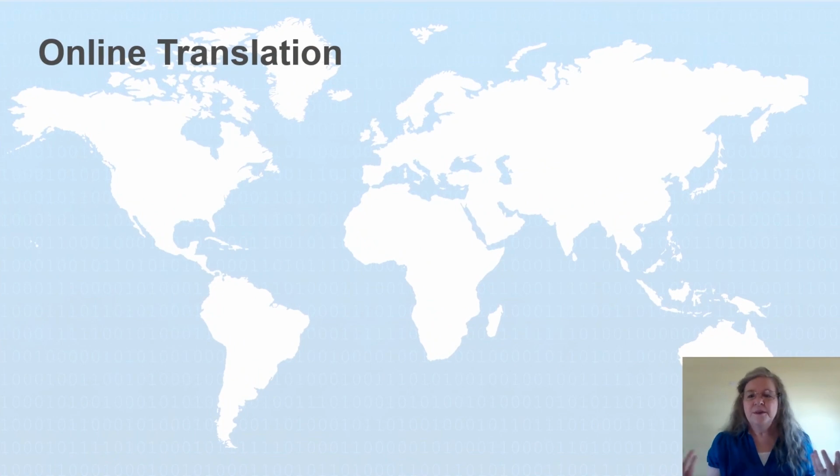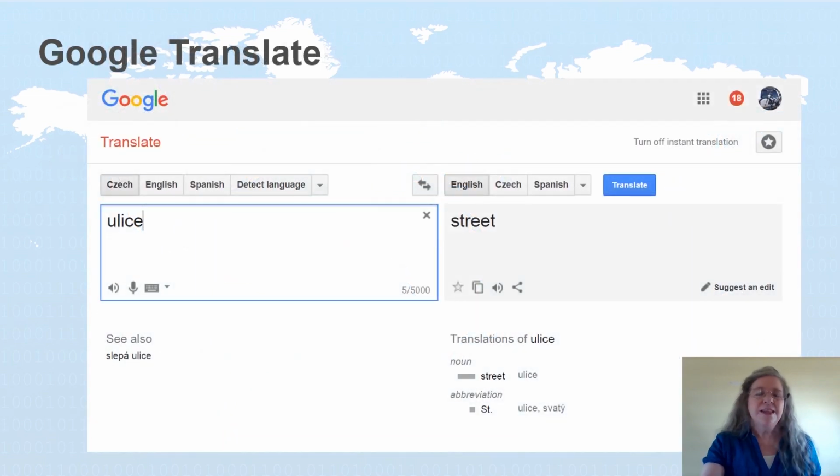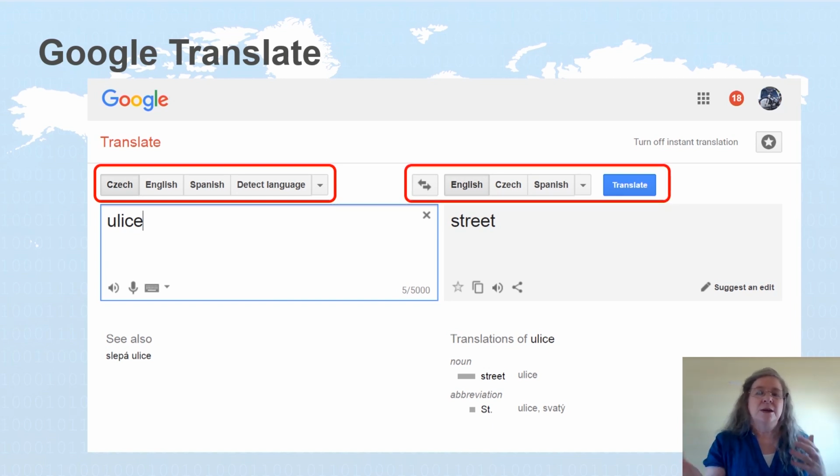Okay, let's say that you would like to try a little online translation. My favorites are Google Translate and the Google Translate app. Let's look at Google Translate. It's great. You can go ahead and decide what language you have. We're going from Czech to English here. We've typed in a Czech word and it gives us the English equivalent.